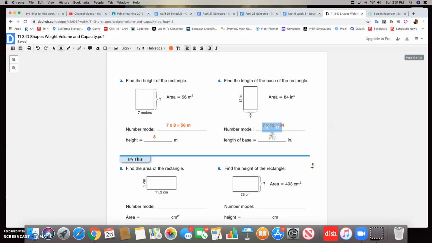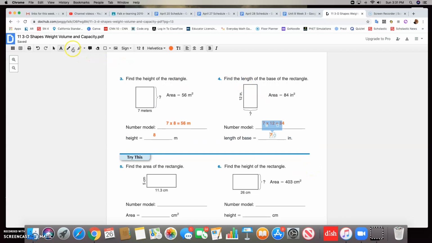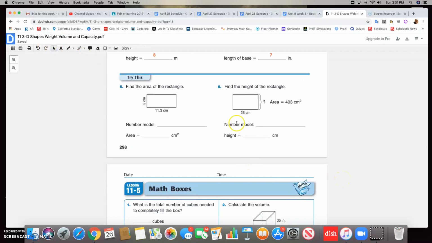Okay, remember that? Now remember the area is the area inside. It's like if you're going to plant grass in the yard, if you're going to paint a wall, if you're going to put carpet in a bedroom. All right, so I would like you all to finish both 5 and 6, okay, for part of your assignment.